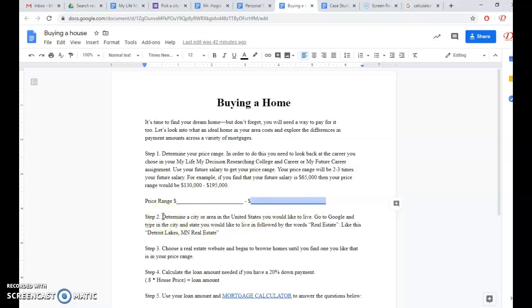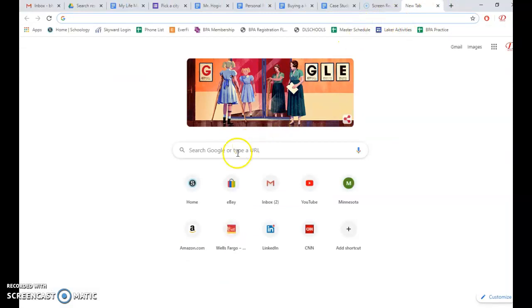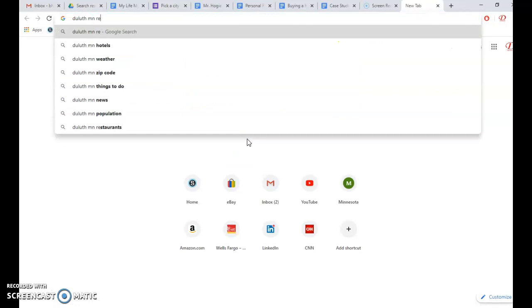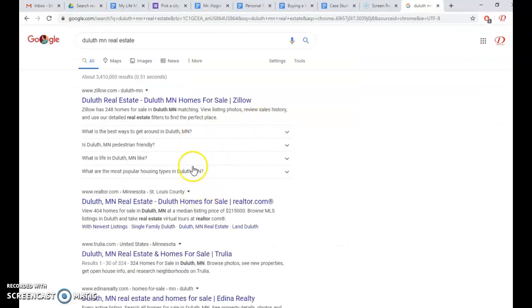Then you determine a city and state that you would like to live in, and you go to Google and type in that city and state followed by the words real estate. So I go to Google and type in, let's just say that I want to live in Duluth, Minnesota, real estate. I want to make sure that none of these say ad in front of them, because a lot of times those aren't the actual websites.